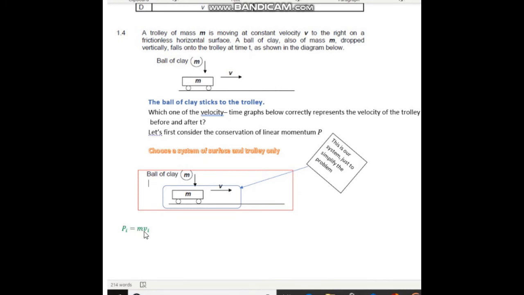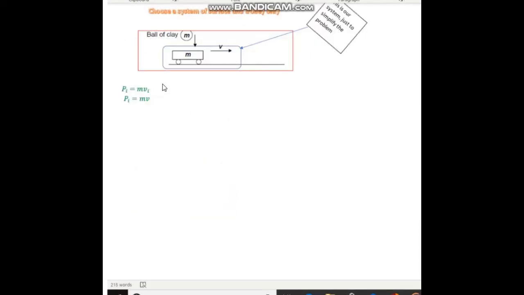So here we have p initial, which is mass multiplied by initial velocity, and we're given the initial velocity, that's v. So p initial was mv because you have m here, but after that the trolley now has 2m, so we want to calculate the final velocity. So p final is going to be 2m v final. The mass is 2m because we add another m here, so it's like m plus m. Finally we're going to have 2m, and the final velocity, we don't know what that is.